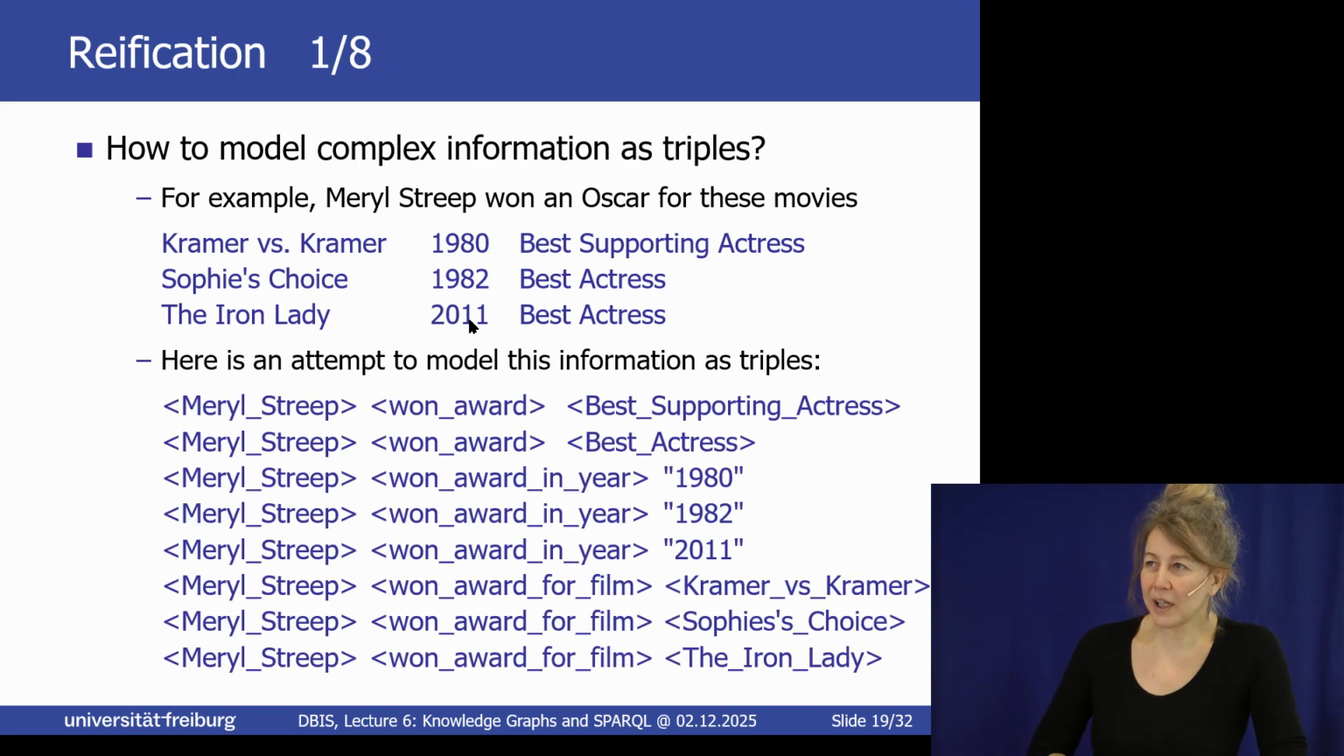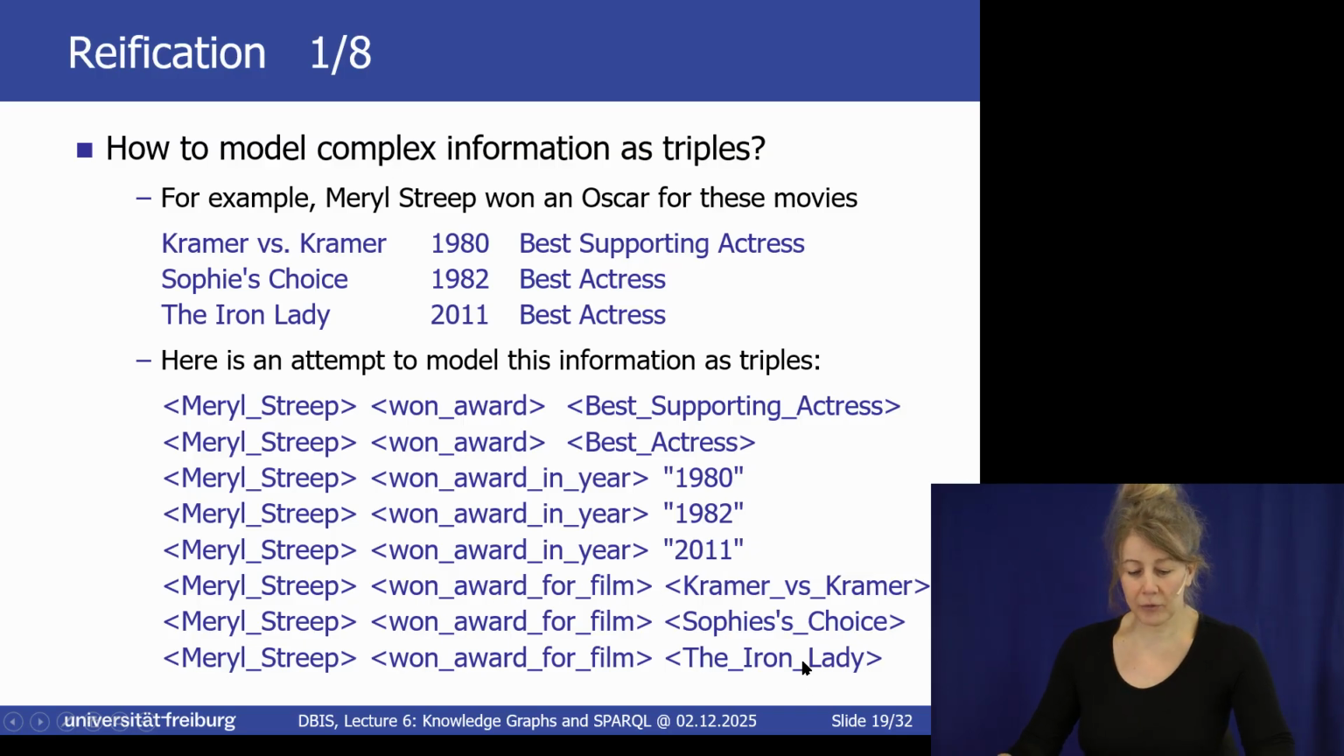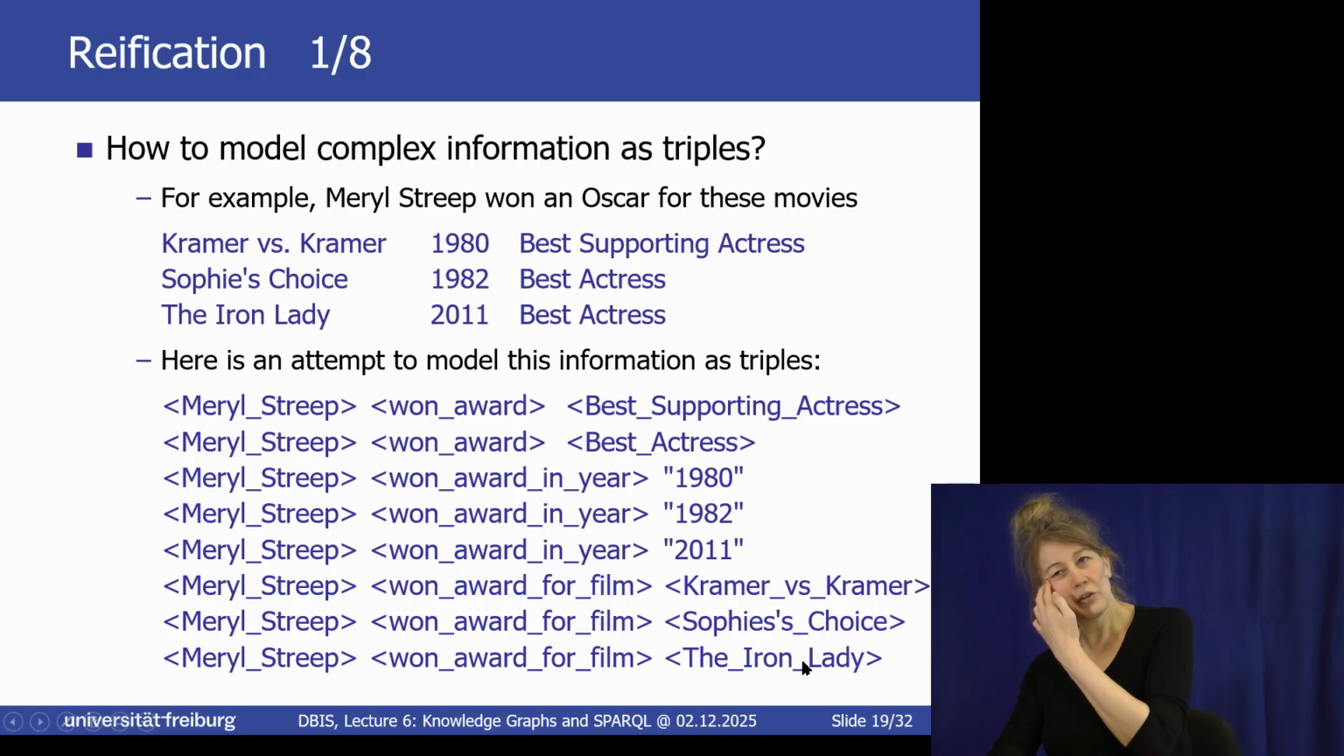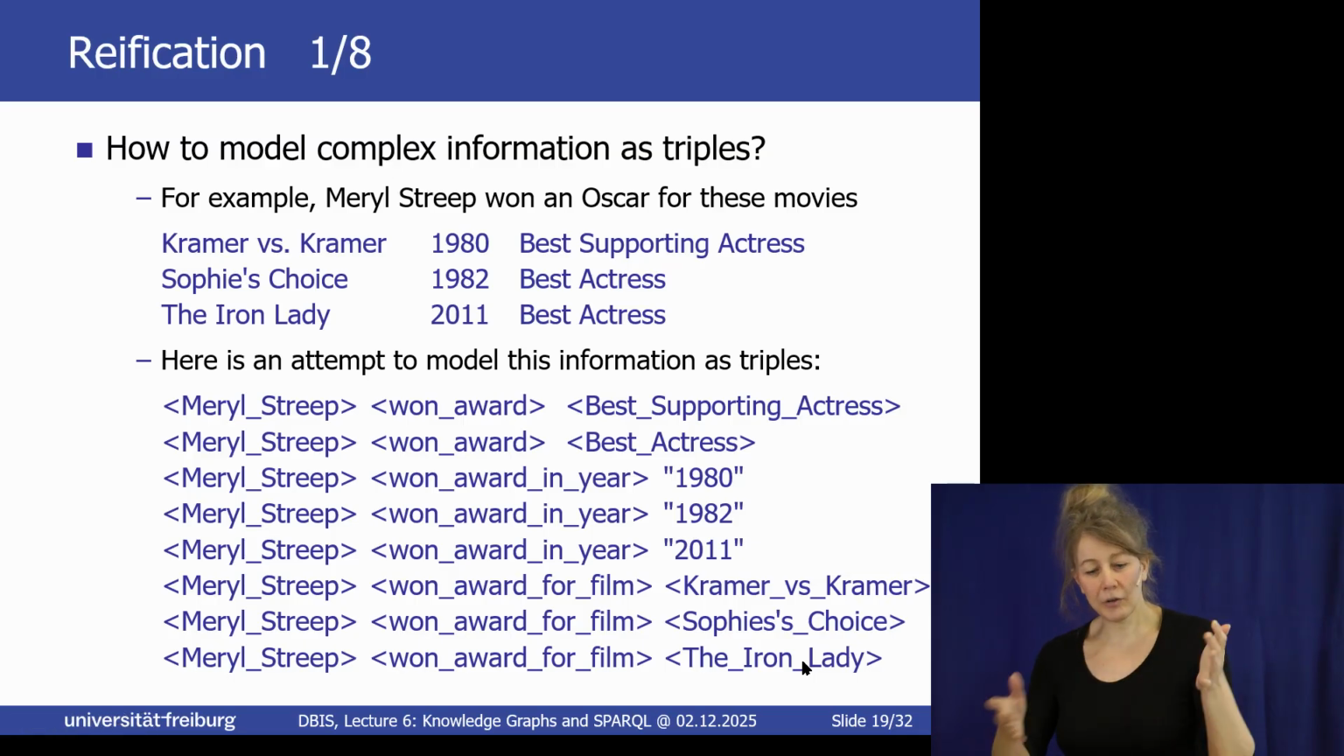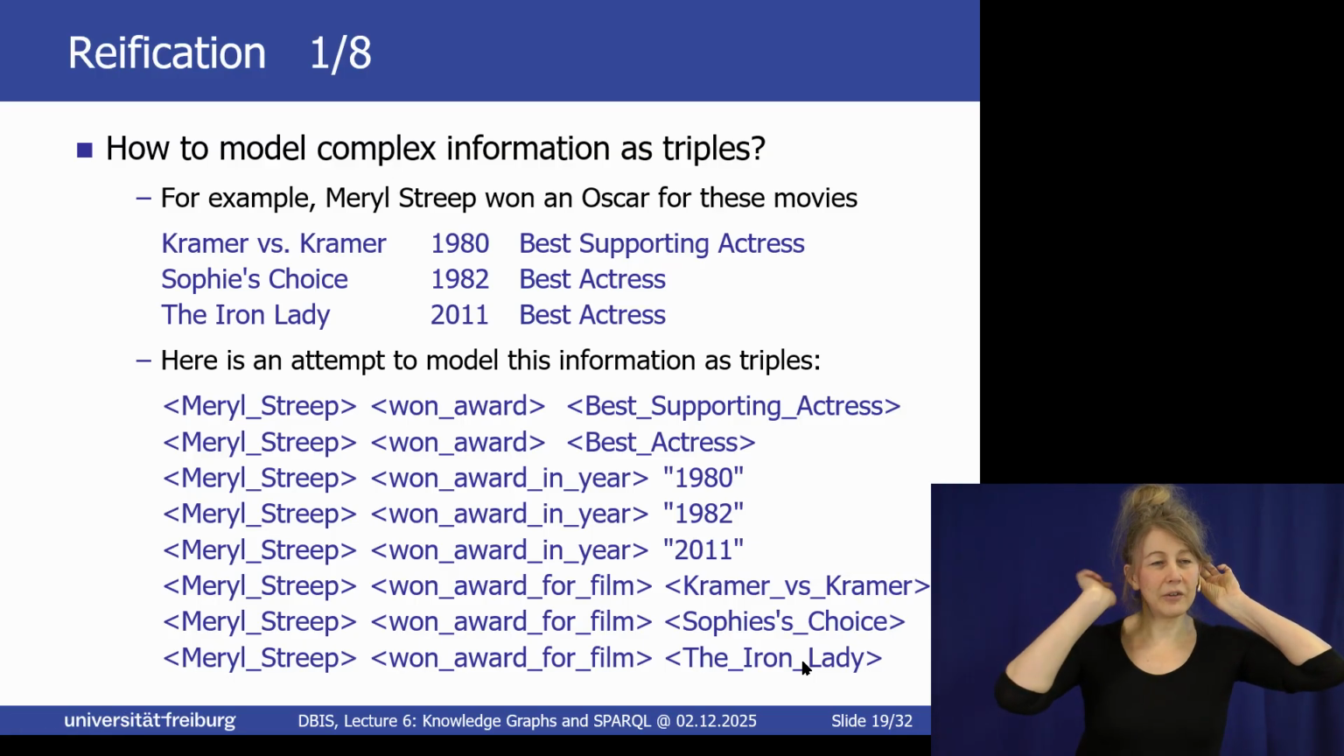And here's one way to model it as triples. So, Meryl Streep has won Best Supporting Actress, true. She has won Best Actress, true. She has won the award in these 3 years, true. And she has won them for these 3 films, also true. What's the problem with this modeling? All statements are true, but yes?